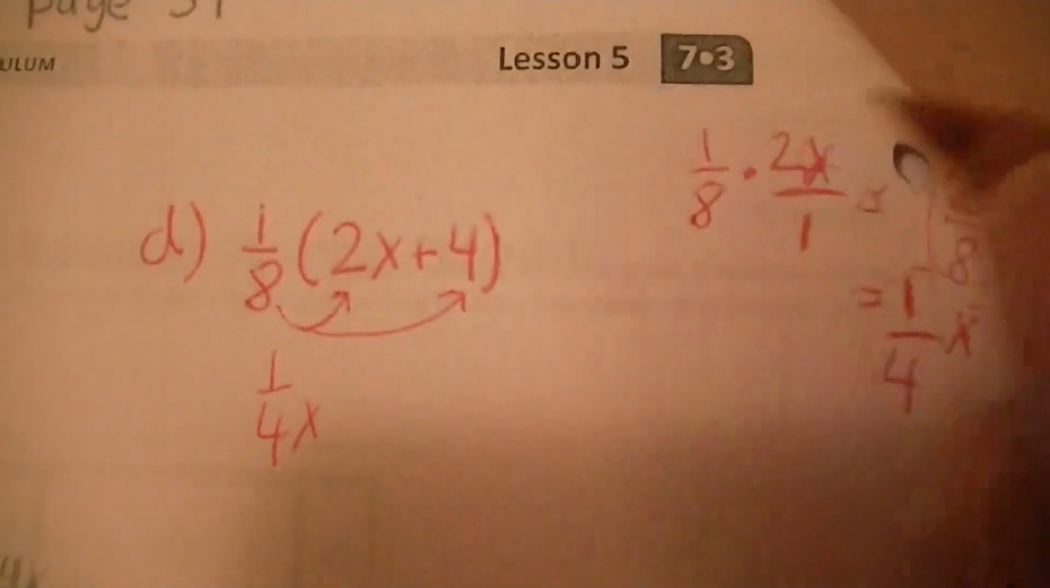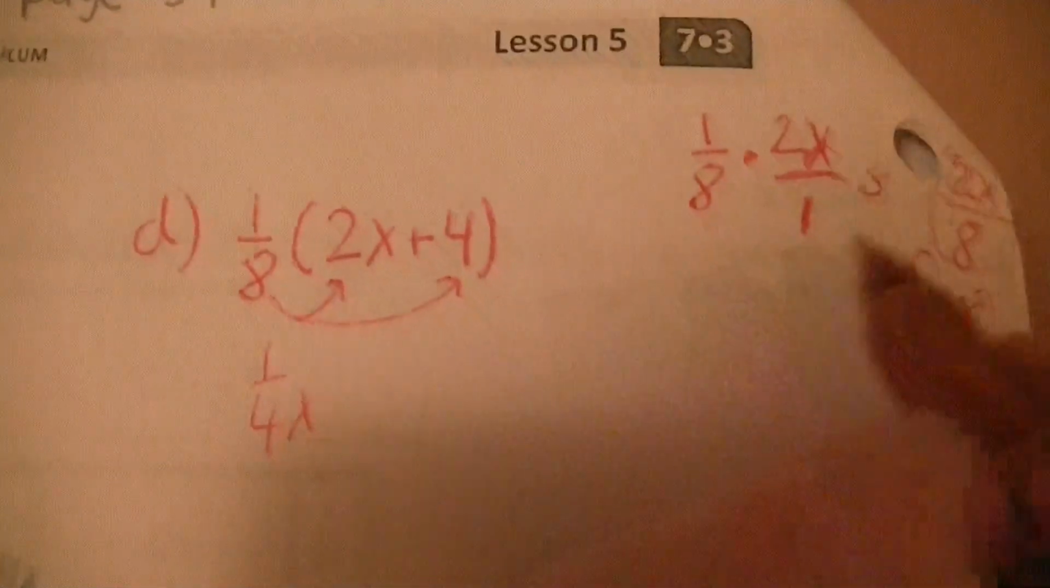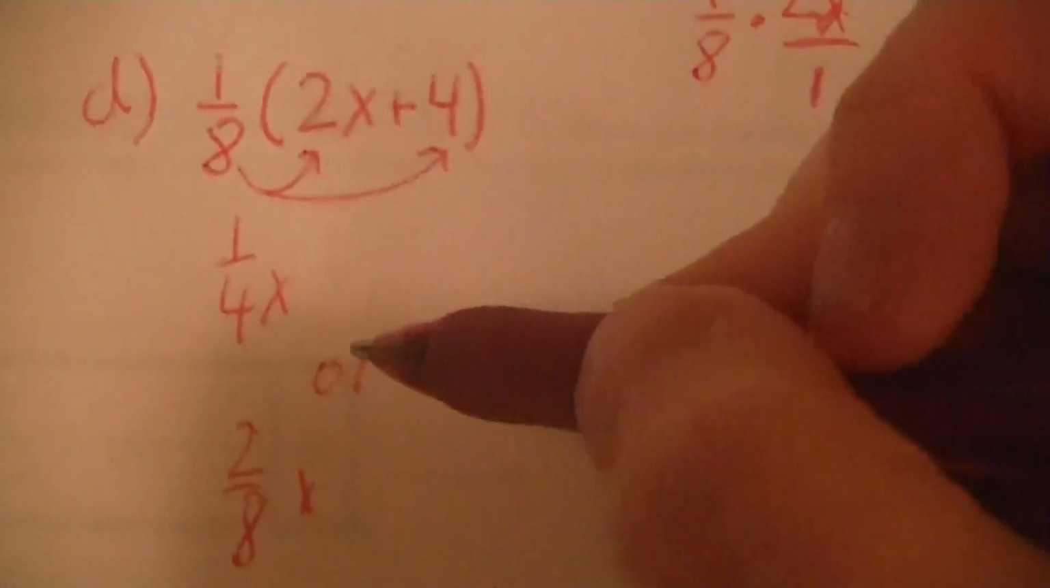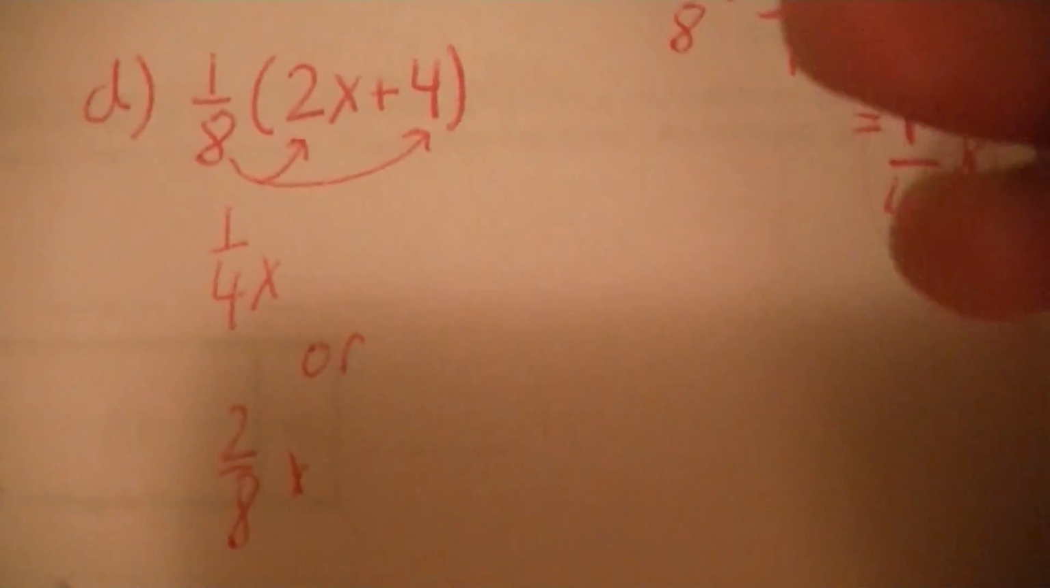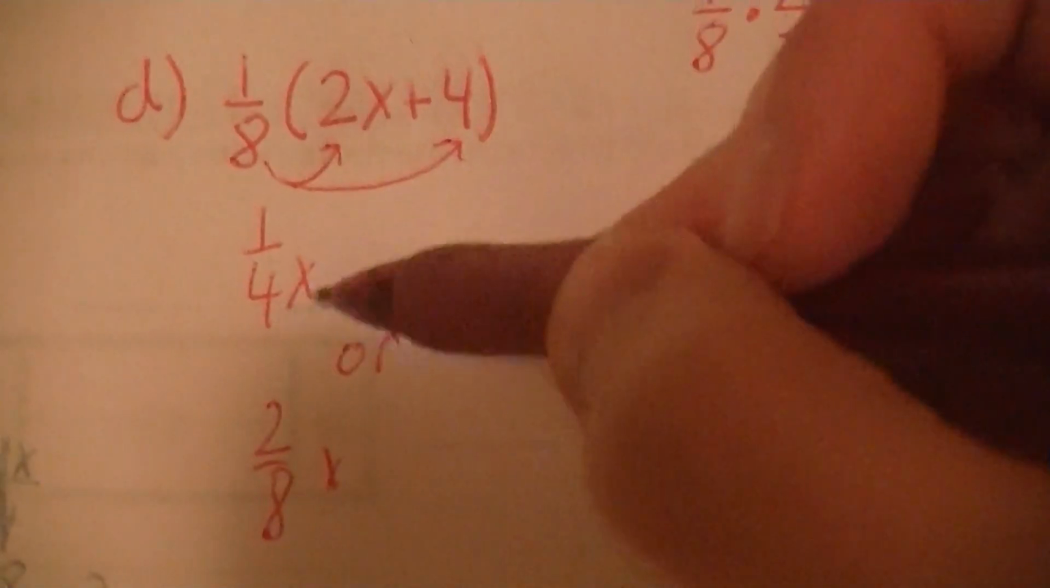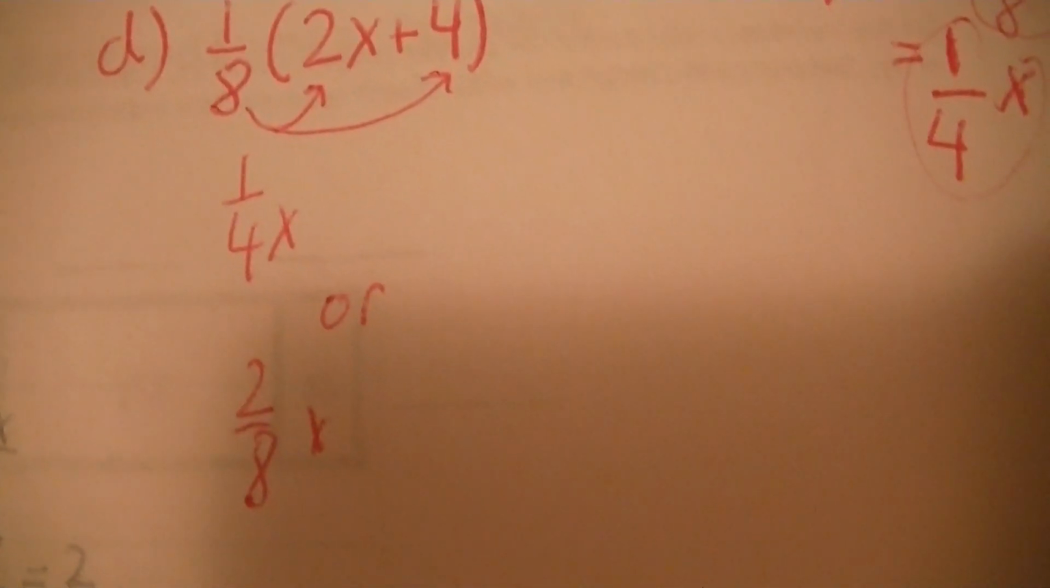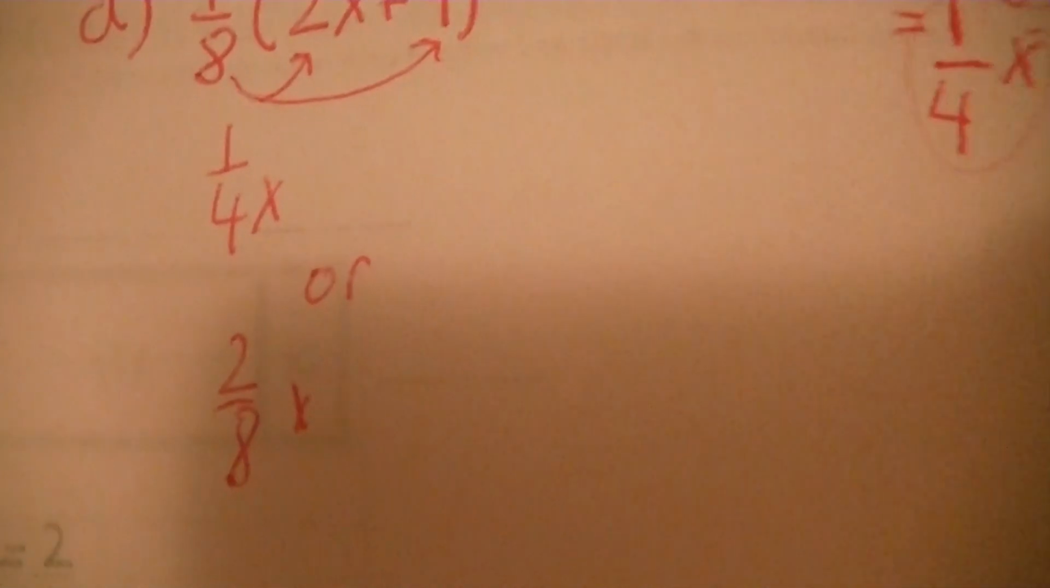Or I could have written it as, like I said, 2/8 x. Because 2/8 simplifies to 1/4. As a standard thing, I do want you to simplify it all the way, but if you did write this down, that would not be incorrect, okay? Unless the directions specifically said to simplify it all the way down or something. Okay, anyway, back to this.